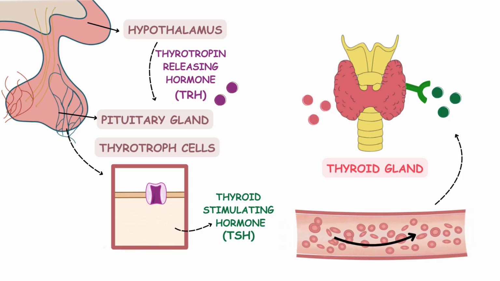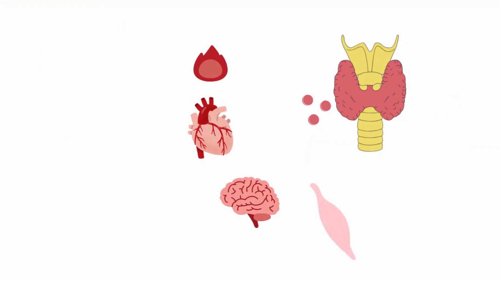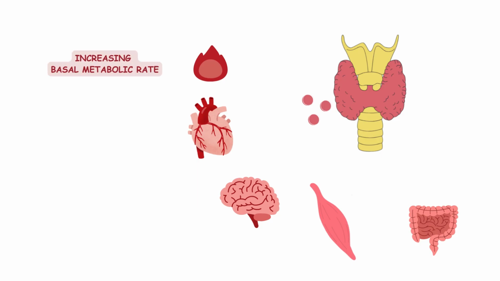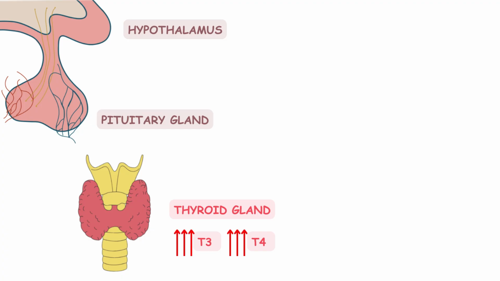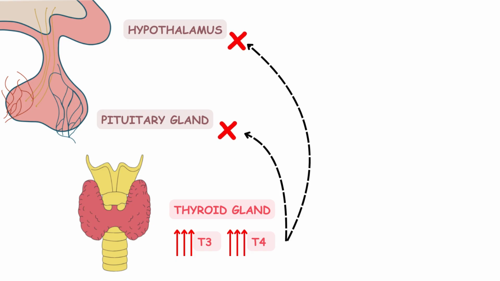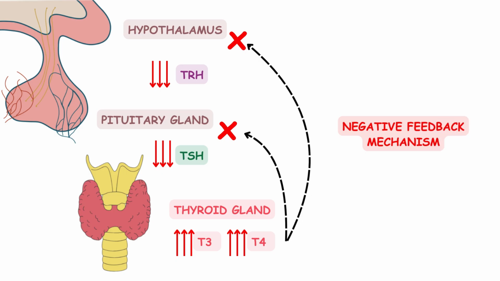Then thyroid hormones are released into the bloodstream, and they travel to various tissues in the body, targeting the cells where they exert their effects, such as increasing basic metabolic rate. Now, what we also have to mention is that when the thyroid gland produces enough thyroid hormones and they finish their work in the body, it sends a message to the pituitary gland and to the hypothalamus to stop releasing their hormones. So high levels of T3 and T4 will decrease the production of TSH and TRH. This process helps prevent excessive hormone production and is called the negative feedback mechanism.